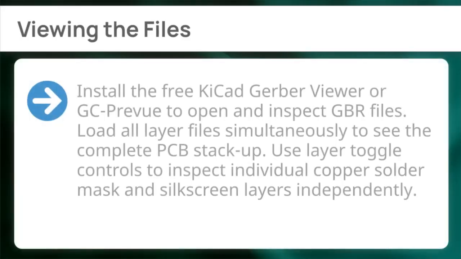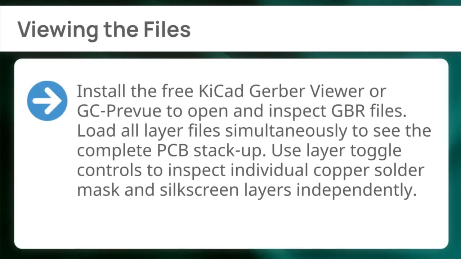First, viewing the files. Install the free KiCad Gerber Viewer, or GC-Prevue, to open and inspect GBR files. Load all layer files simultaneously to see the complete PCB stackup. Use layer toggle controls to inspect individual copper, solder mask, and silkscreen layers independently.